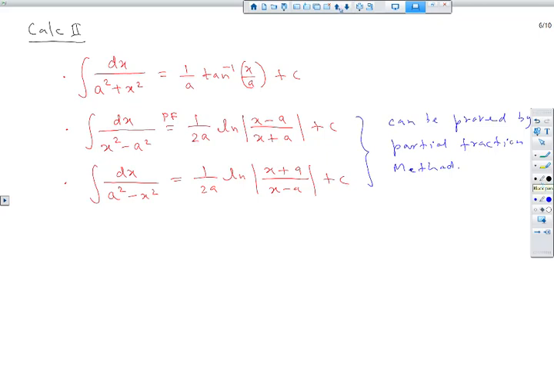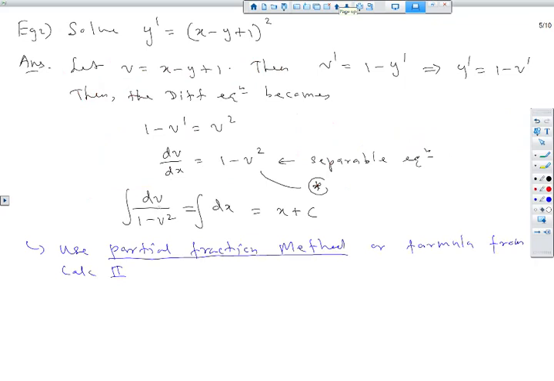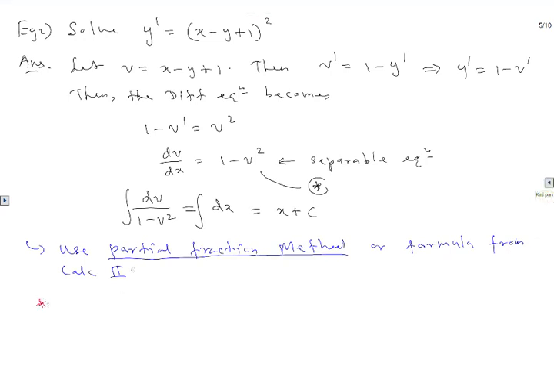So let's go back, and what we have is dv over 1 minus x squared. In this case a equals 1, and v is acting as x, so we can directly write this one. Or the other way is to use the partial fraction method. We have 1 over 1 minus v squared. We have nice factors here, so we can write a over 1 minus v plus b over 1 plus v, and then we can find a and b.